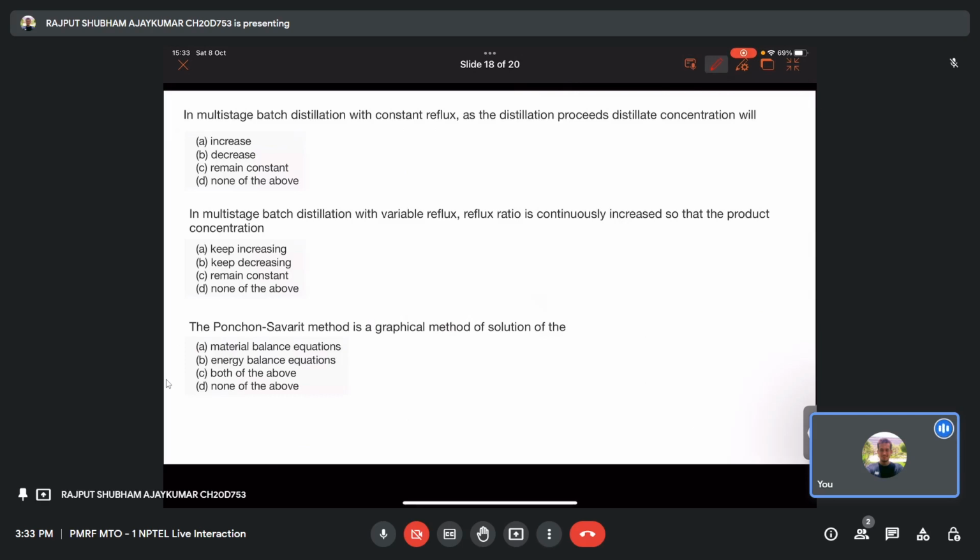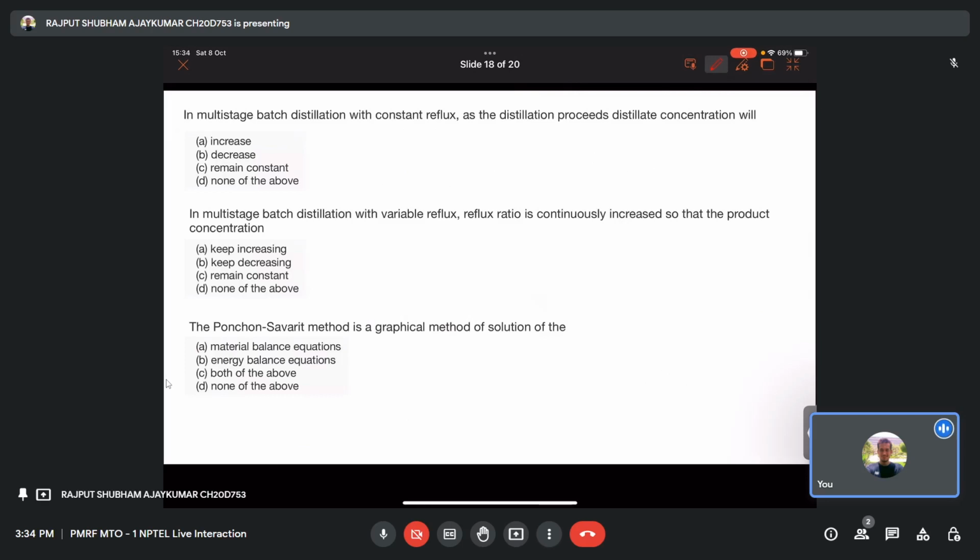In multi-stage batch distillation, constant reflux, as the distillation proceeds, distillate concentration will... So you discussed the concept of multi-stage distillation and batch distillation. The first one relates to multi-stage batch distillation, the first topic that we discussed when we started this live interaction for today. So multi-stage distillation is not an unsteady, it's a steady state process in which the distillation is conducted continuously. It remains steady with respect to time.